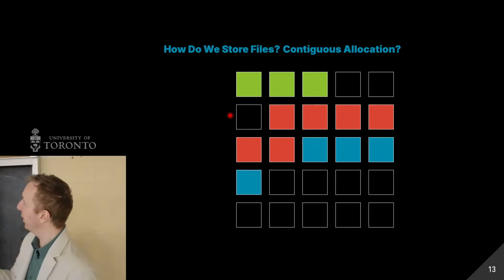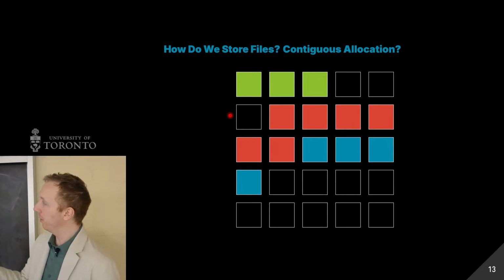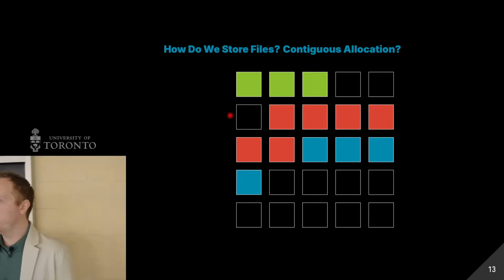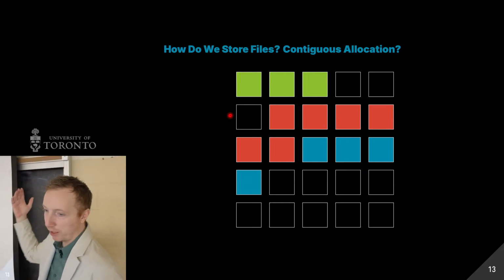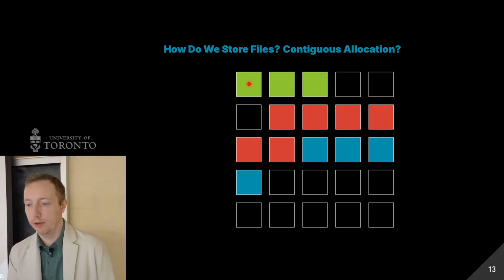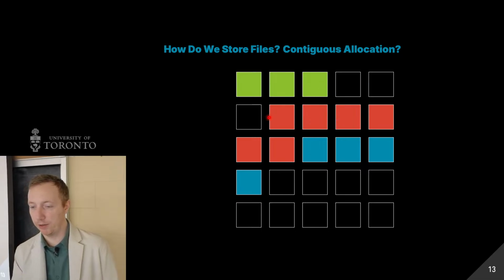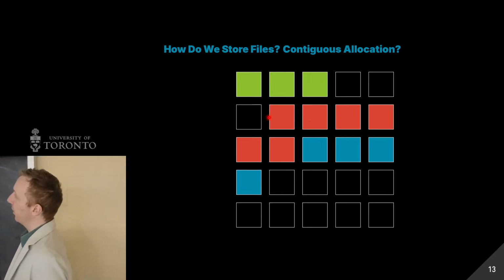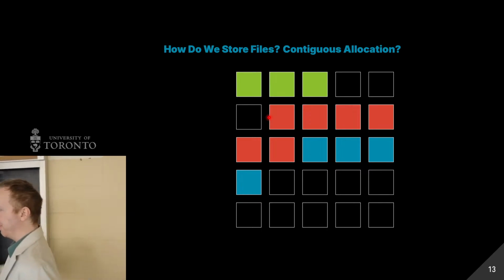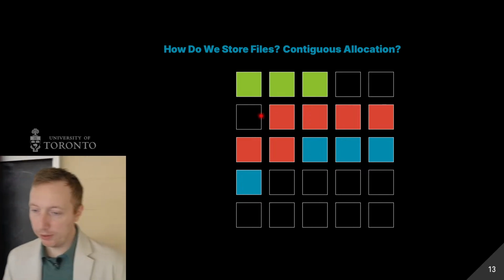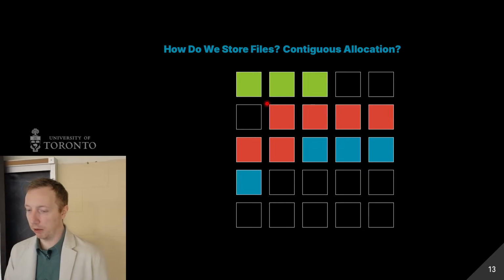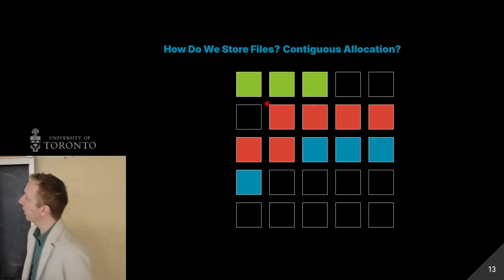That's called contiguous allocation. So all the blocks in the file have to be contiguous, and then you can just represent them as starting block and how many blocks there are. So this is block 0, 1, 2, 3, 4, 5, 6. So the red file would start at block 6, and it's 6 blocks long. So it's a fairly succinct way to represent the contents of files.